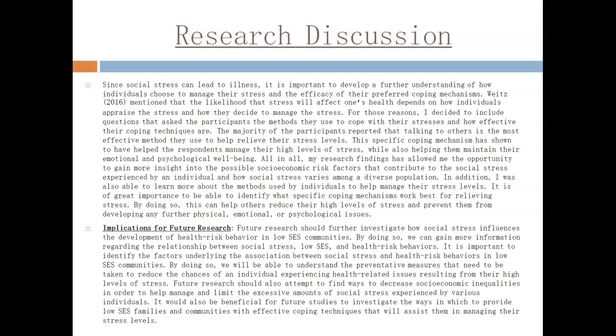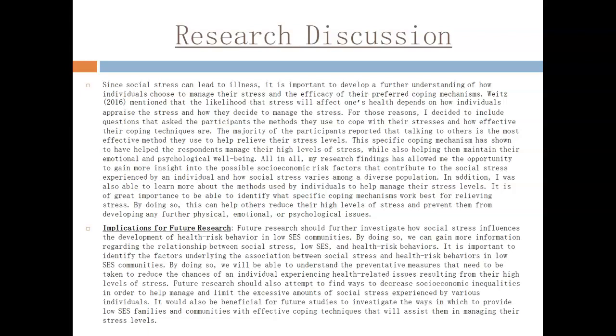The majority of the participants reported that talking to others is the most effective method they use to help relieve their stress levels. This specific coping mechanism has shown to have helped the respondents manage their high levels of stress, while also helping them maintain their emotional and psychological well-being. All in all, my research findings have allowed me the opportunity to gain more insight into the possible socioeconomic risk factors that contribute to the social stress experienced by an individual and how social stress varies among a diverse population.